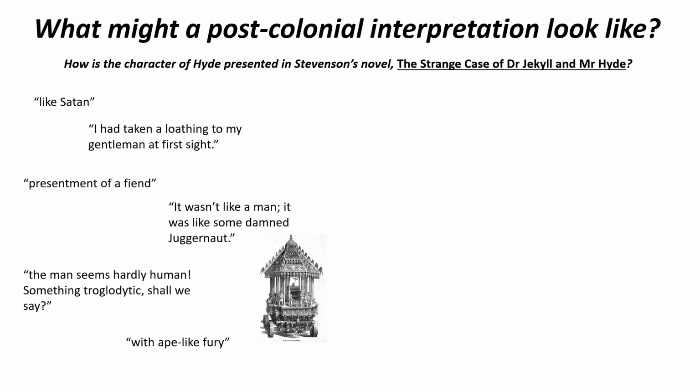We also hear that Hyde has the presentiment of a fiend, so there seems to be something quite devilish about him. After that, Enfield says it wasn't like a man, it was like some damned juggernaut. Now, that's a very interesting quotation. Obviously, that particular pronoun suggests a kind of level of dehumanization there. Damned, again, has that kind of devilish connotations to it. Juggernaut is a reference, I've put a picture there, a reference to a vehicle that's used in India during Hindu celebrations. The next quotation that we've got here, the man seems hardly human. So again, we've got this dehumanized quality, something troglodytic, shall we say.